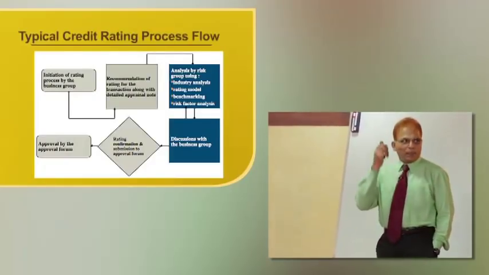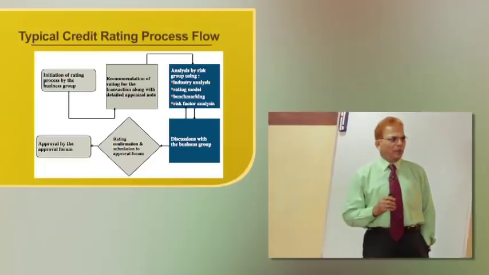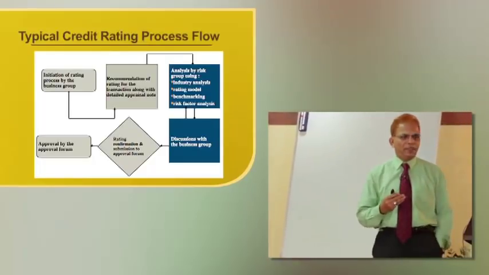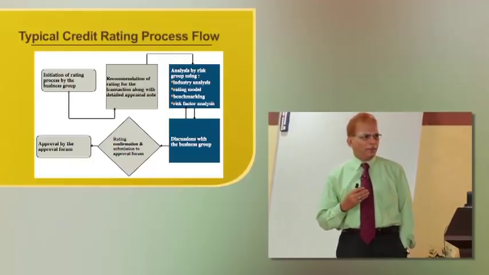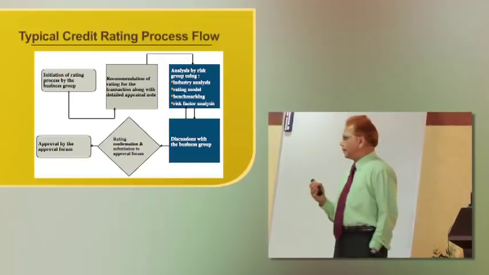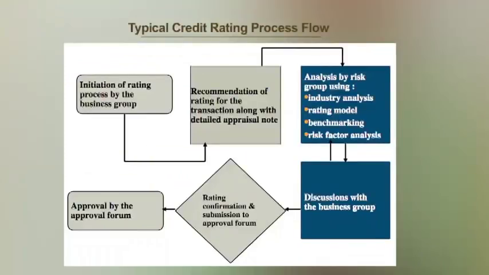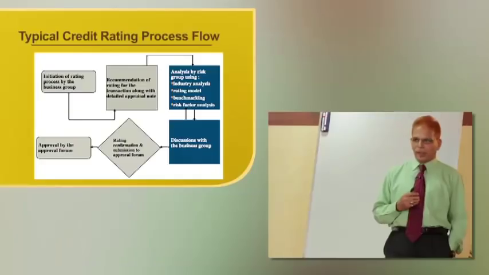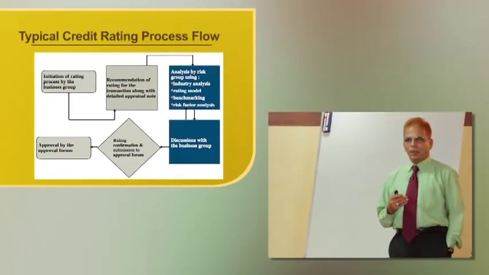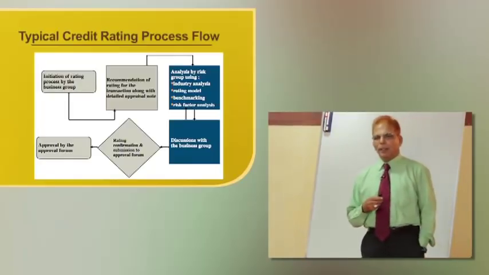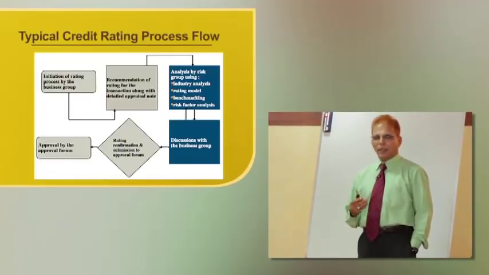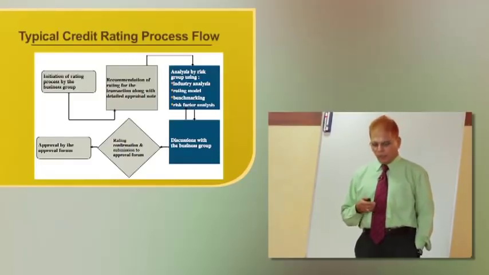So this is what the typical credit rating process involves: initiation of the rating by the business group. They will collect all the inputs which are required for rating the corporate, and with that detailed appraisal note, it will go to the risk management department. The risk management department independently will assess the rating of the corporate, and whenever they need some clarification, they will discuss with the business group, and finally a rating, either by an individual in the risk department or by a committee in the risk department, will be conveyed to the business group.